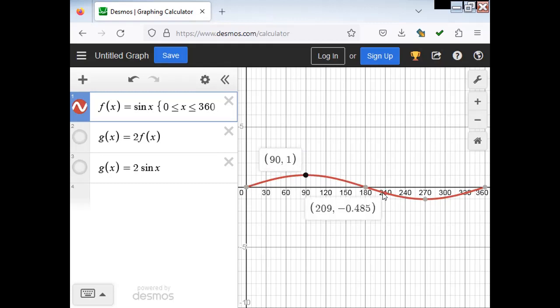And इसी तरह जो negative है, for example, the output at 209 is negative 0.485, तो वो भी और double negative हो जाएगा या नहीं हो जाएगा? So this is what the curve will look like. 2 times f(x) या 2 sin x का curve इस तरह से लगेगा. Make sense? Logic of the function should be incorporated in this. Trigonometric function is just being used as an example.